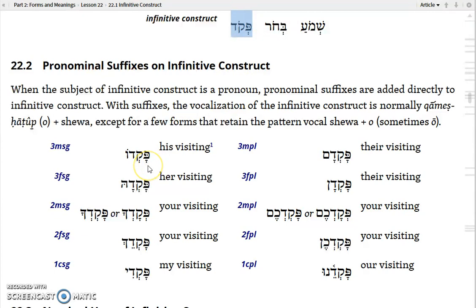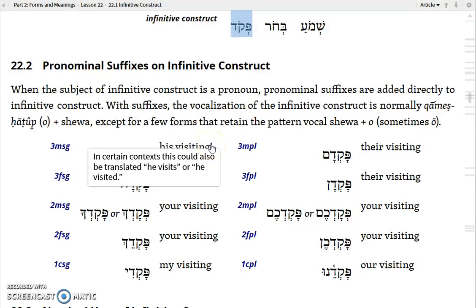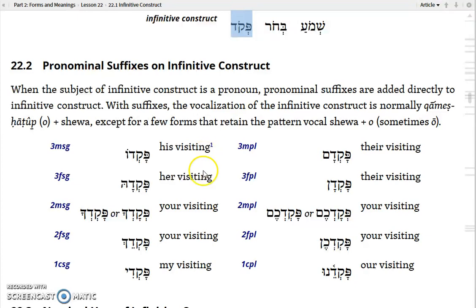So you have a form here, pokdo, which could be translated his visiting, or in certain contexts could also be translated he visits or he visited. But his visiting, the O vowel has moved from in between the second and third consonant back to the beginning. Though there's just a little bit of vocalization of the shavah here, otherwise the dalet would have a dagesh in it, which it does not.